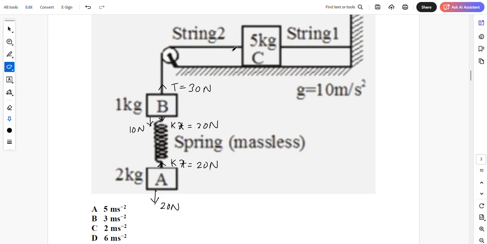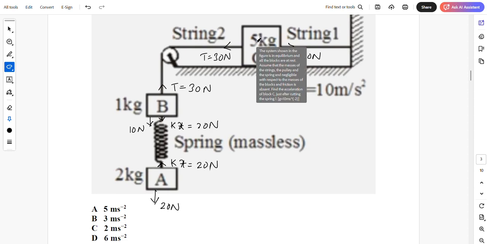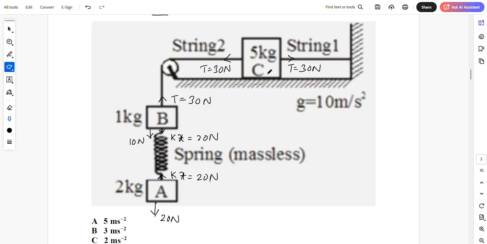Since it is connected with the same string, the tension will be the same here. T will be 30 Newton, and here also T will be 30 Newton. This is connected with string 1 and string 2. Neither is it driving nor is it stopping, it is just lying on the ground.